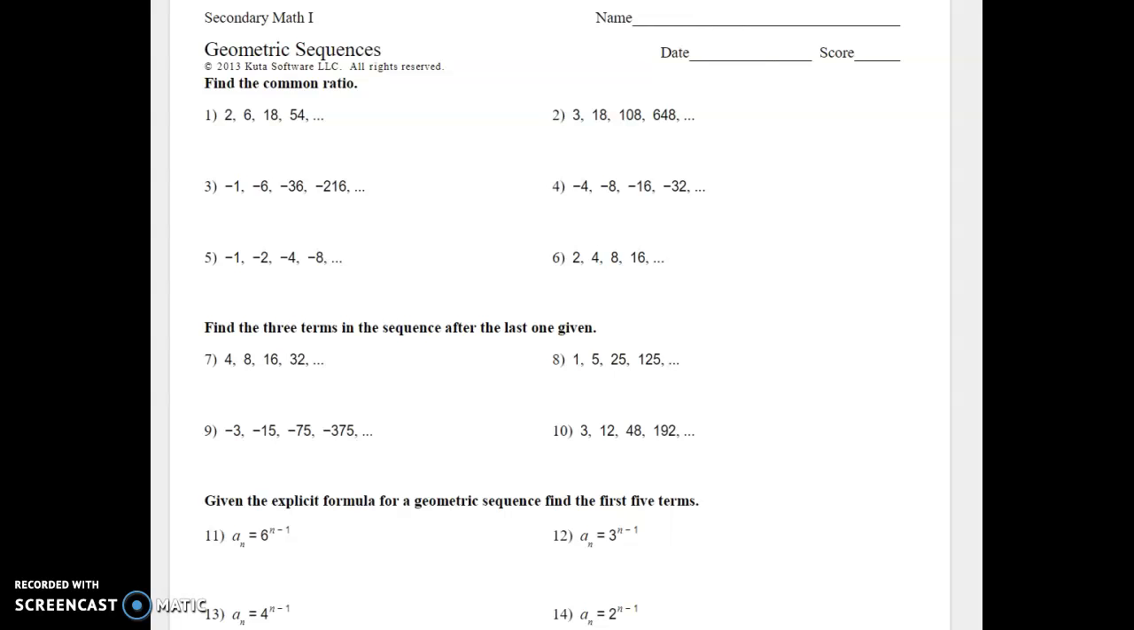Okay, so I'm just going to go over one from each section and see if that helps you. So let's look at the first section. It says find the common ratio. So ratio means a number that is being multiplied. So the easiest way to find the ratio is if you take any next term and divide it by the previous term.